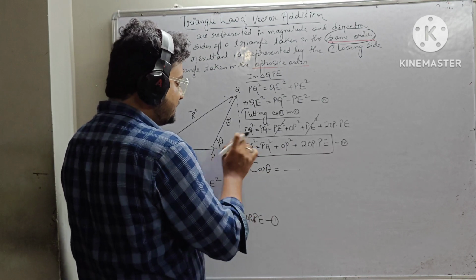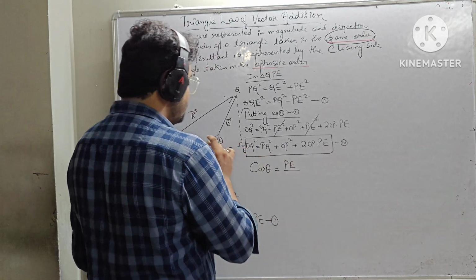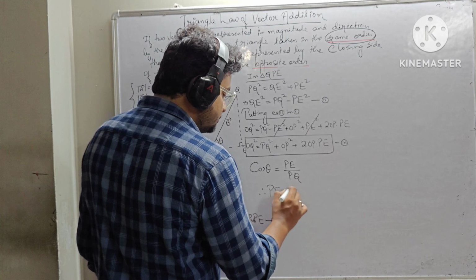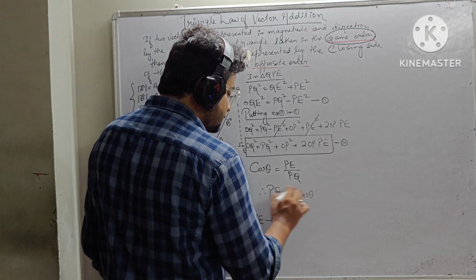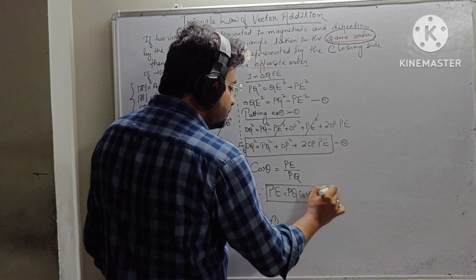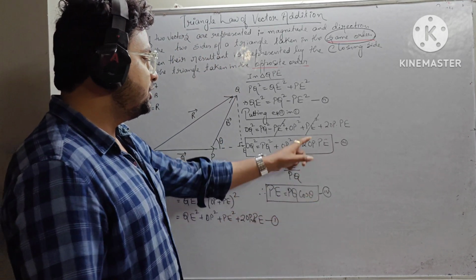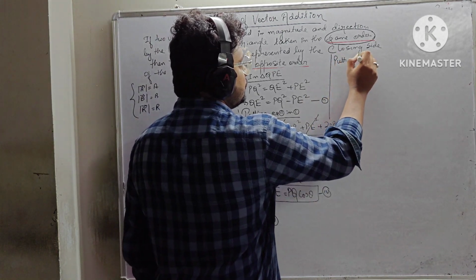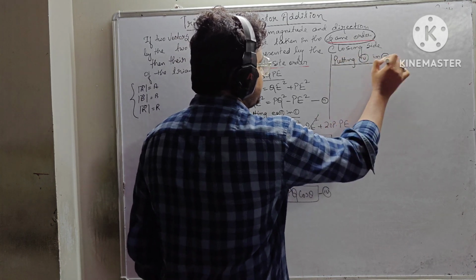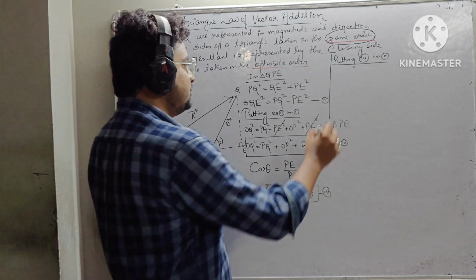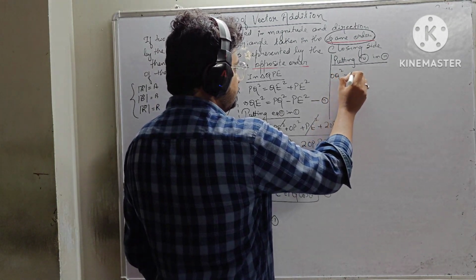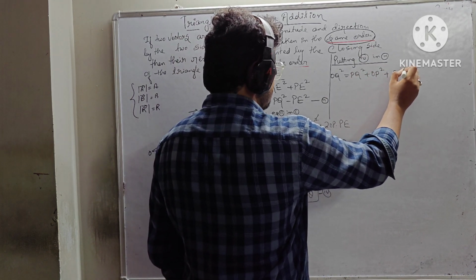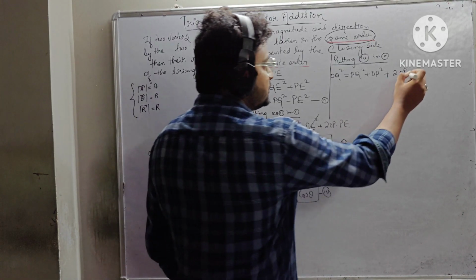So cos theta equals base by hypotenuse, that is PE divided by PQ. From here you will get PE equals PQ cos theta. Let this be equation 4. Now just put equation 4 in equation 3. See what you will get. OQ square equals PQ square plus OP square plus 2OP dot P. So P is PQ cos theta.